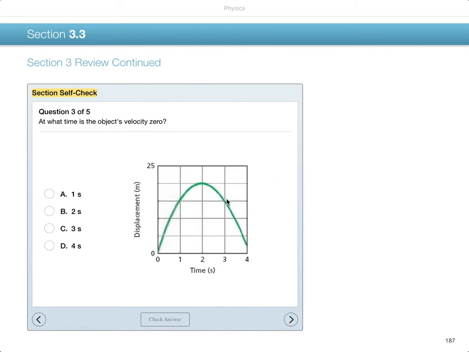Oh, look, here's a position time graph just like we talked about. At what time is the object's velocity 0? Well, you need to remember, how do you find velocity? It's the slope of a displacement time or position time graph. So the velocity is 0 when the slope is 0. Well, the slope is 0 at the tippy top, just for an instant. First it's going up slowly, then it's 0, then it starts down slowly and picks up speed. The instant at the top is at 2 seconds.